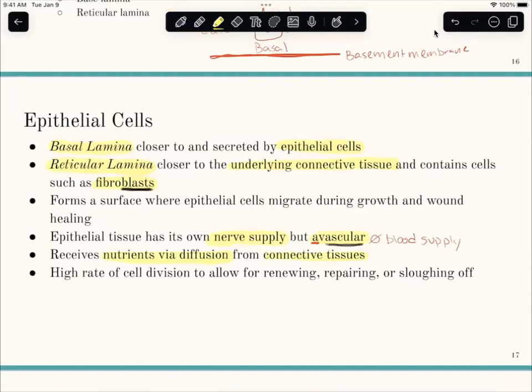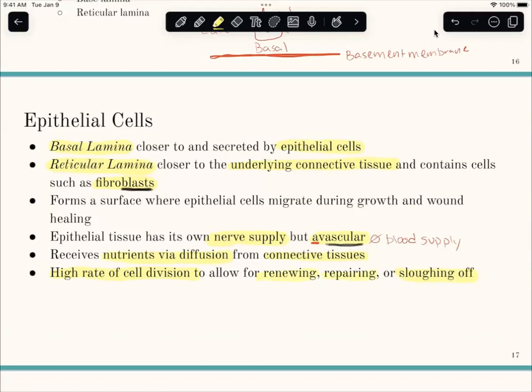Your epithelial cells have a very high rate of cell division. Because think, looking at the back of your hand again, or your arm, leg, wherever you're looking, you're constantly losing cells. You lose millions of cells a day off of your skin. They are sloughing off. Every time you put clothes on, you're sloughing off some cells. Anytime something brushes up against your skin, you're sloughing off cells. So these cells need to be able to replace themselves very quickly. So they renew very well. They repair very well.